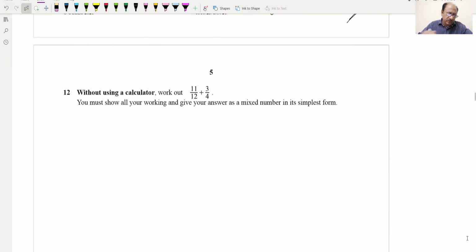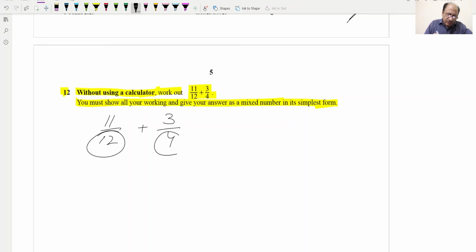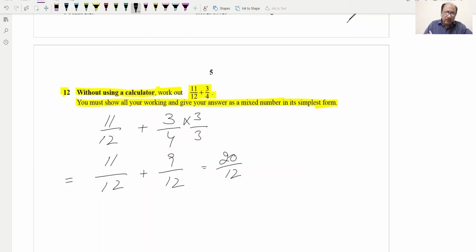And now we can move to question number 12. Without using a calculator, it means we have to show all our working steps. Work out this, you must show all your working and give your answer as a mixed number in its simplest form. So 11 over 12 plus 3 by 4, we will equalize the denominators. To equalize the denominator, we can multiply this by 3 and divide also by 3, and the new step will be 11 over 12 plus 9 over 12. Now the denominators are equal, we can add the numerators, so it will be 20 over 12.